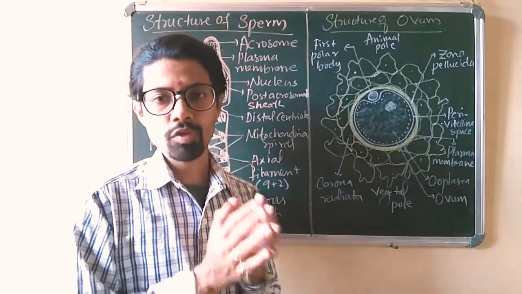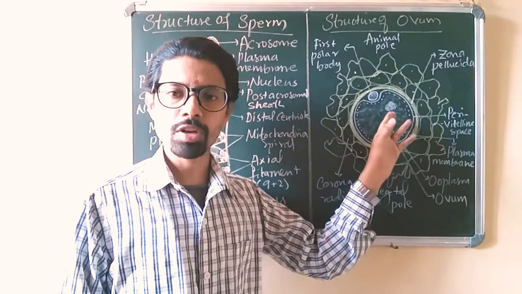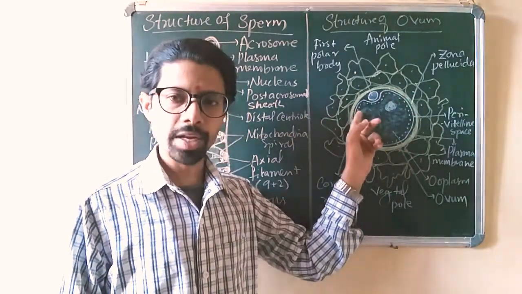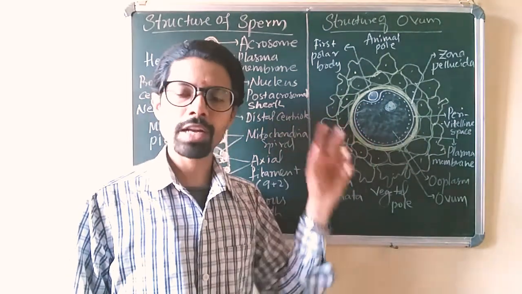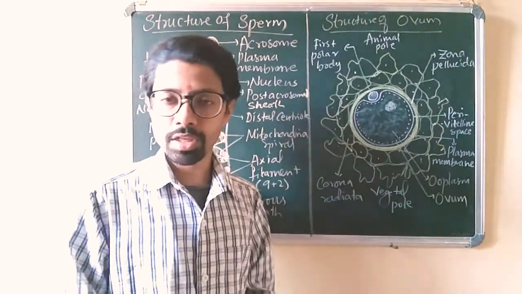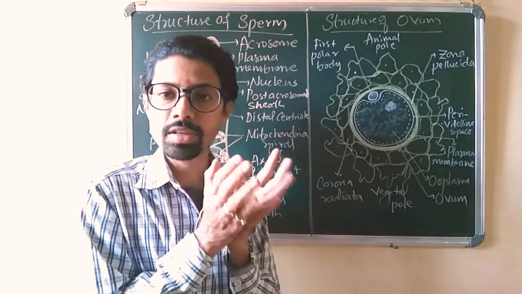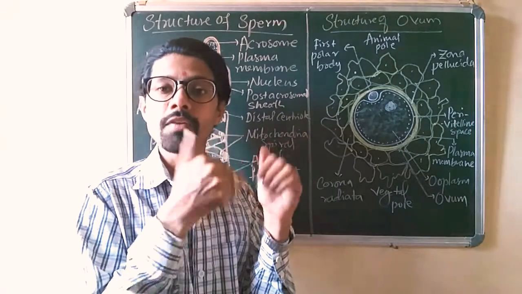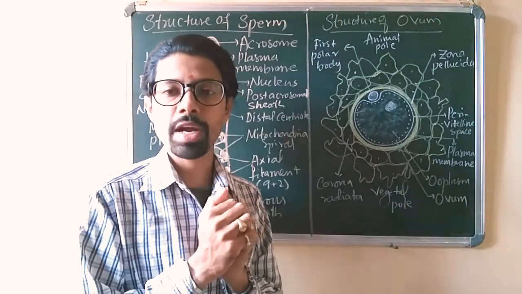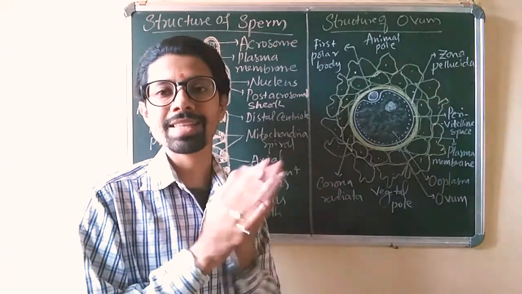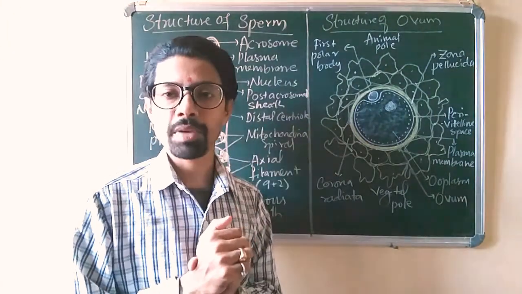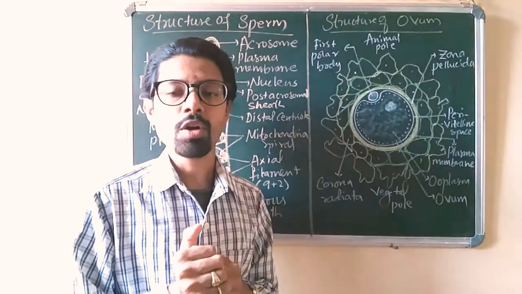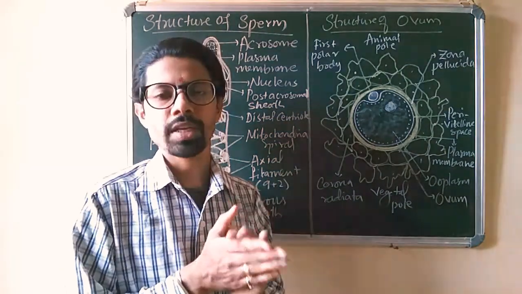Inside the ooplasm, there is a haploid nucleus, which is also called the germinal vesicle. Surrounding the plasma membrane, the ovum contains certain granules. These granules are called cortical granules. These cortical granules release certain spermicidal substances and thicken the zona pellucida layer after fertilization. So when a single sperm enters, immediately the cortical granules release their content and increase the thickness of the zona pellucida and avoid entry of another sperm. Only a single sperm can enter into the ovum. That is the role of cortical granules.